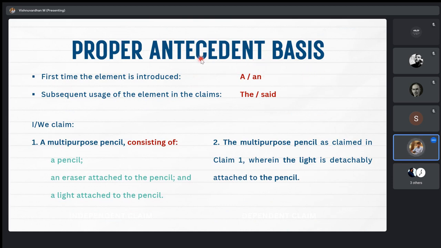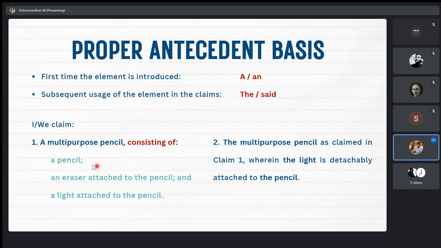Okay. In the elements, then the second time you refer to the same mobile phone, you won't say a mobile phone because you've already introduced it, right? Next time you'll say the mobile phone or said mobile phone when you use it later on in the claims. Just a very quick example so that you understand what I mean: I claim, we claim, colon, two dots. Claim number one, a multi-purpose pencil consisting of a pencil. So it's the first time I'm talking about a pencil, right? So I put a pencil because it's a new element that I'm introducing only now.